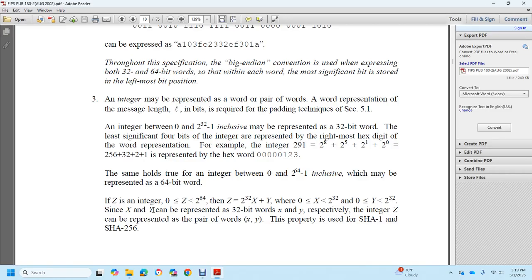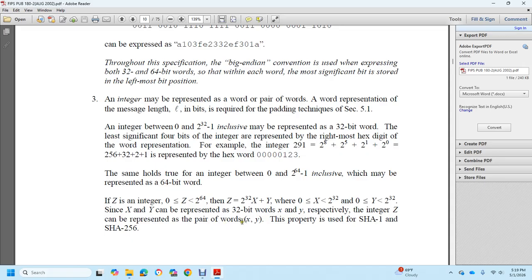For example, the integer 291 is represented by the hex word 00000123. The same holds true for an integer between 0 and 2^64 - 1 inclusive, which may be represented as a 64-bit word. If Z is an integer, 0 <= Z < 2^64, then Z = 2^32 * X + Y, where 0 <= X < 2^32 and 0 <= Y < 2^32. X and Y can be represented as 32-bit words, respectively.